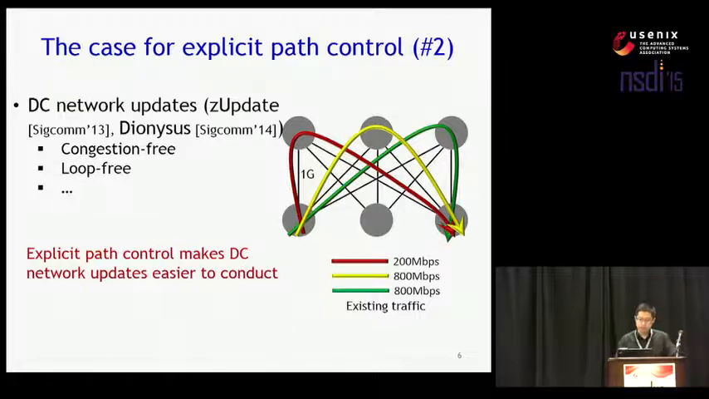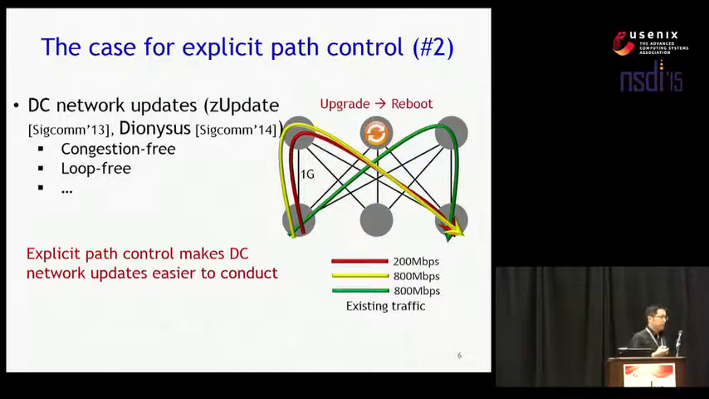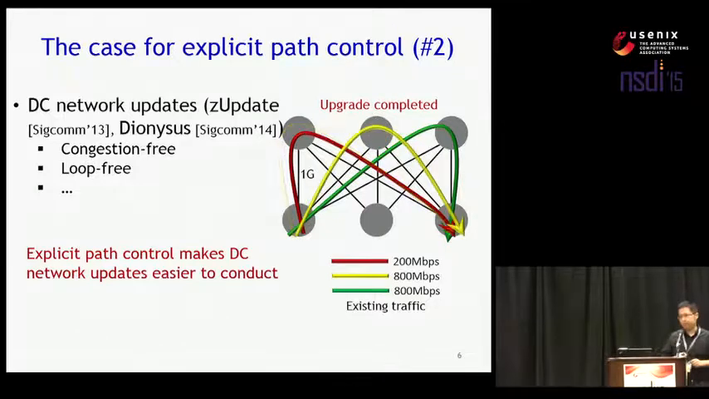For example, if we want to do a firmware update on this middle switch, before we do the network update, we want to shift the traffic to another path with enough residual bandwidth to handle it. After the update is completed, we must be able to shift the traffic back to the original path. Explicit path control can make such path shifting, due to the network update, easy to conduct.